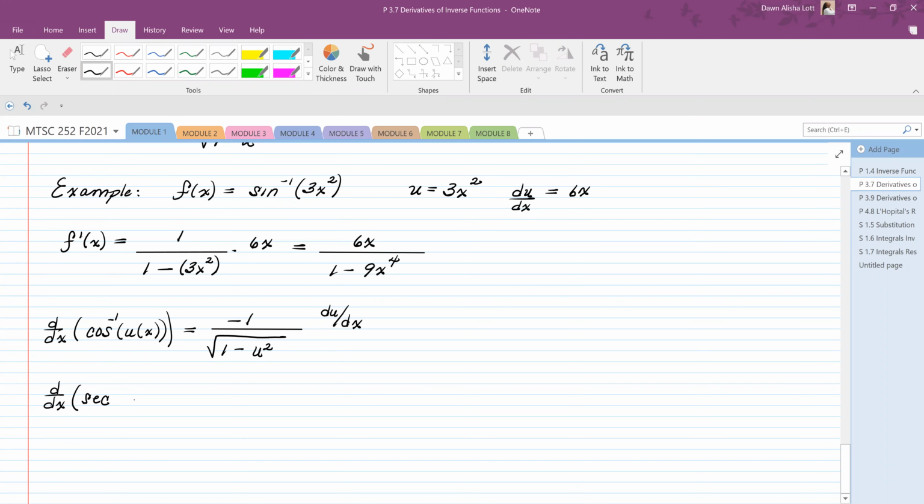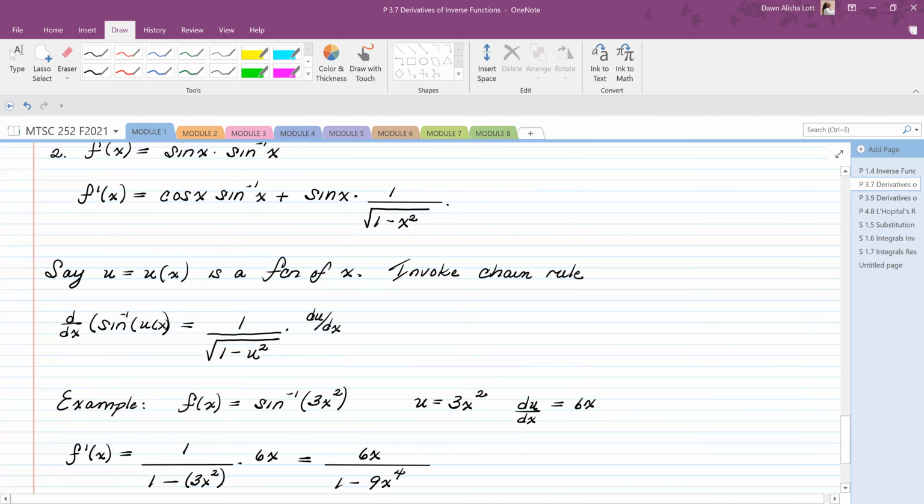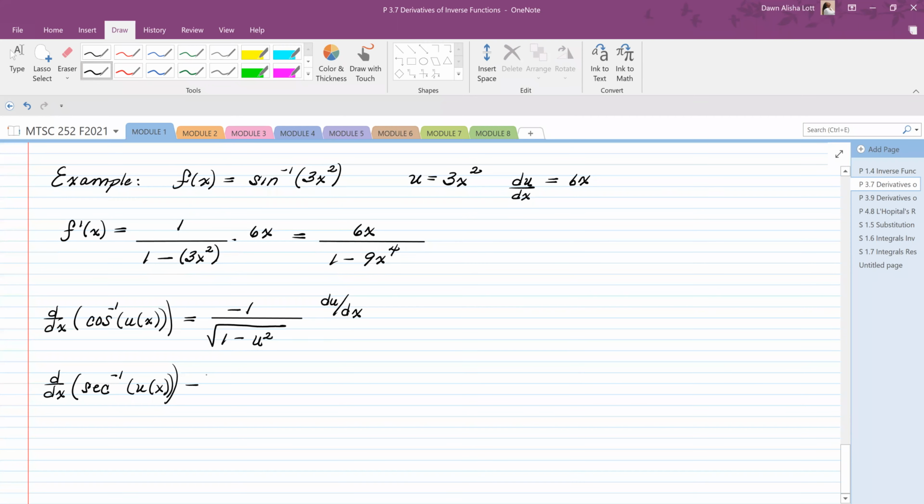Secant inverse of u of x, so I've got to remember the derivative of the secant inverse. Well, let's do tangent next. So the derivative of tan inverse is 1 over 1 plus x squared. So therefore, I'm going to get 1 over 1 plus u squared, and then I'm going to have to multiply by du dx.